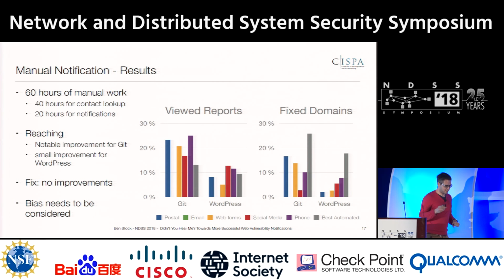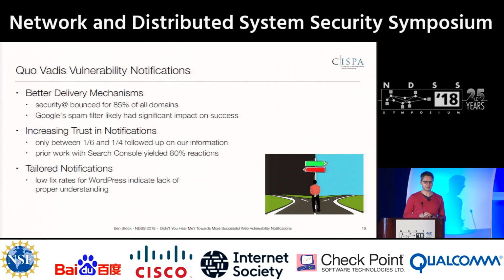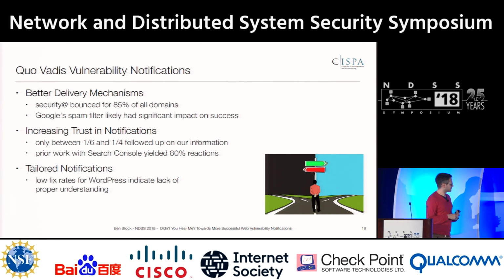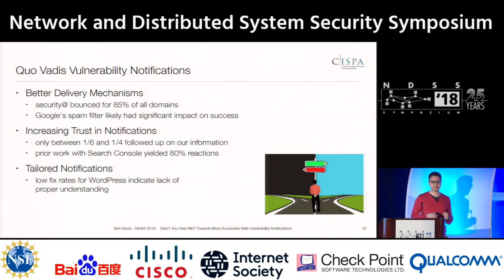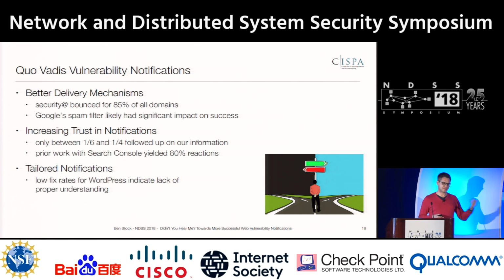Okay, before I finish my talk and open the room up for questions, I want to point out where we can go next from here. On the one hand, we saw that we definitely need better delivery mechanisms. As an example, the security alias bounced for 85% of the domains. So here, it's definitely up to the domain administrators to register that email address. And also, we saw that the Google spam filter likely had a very significant impact on the success of our notification because it swallowed so many of our emails.